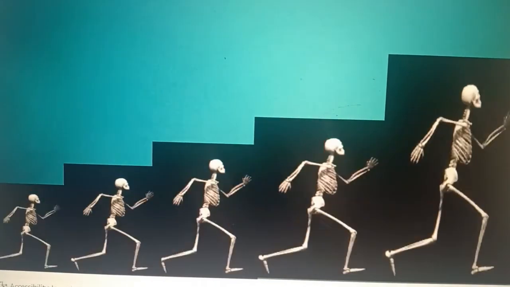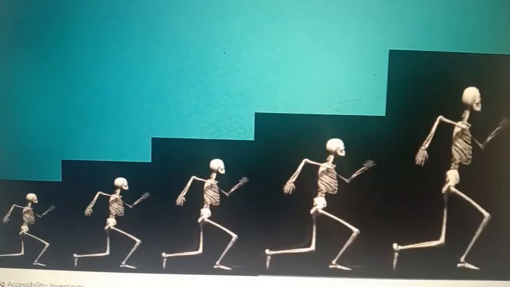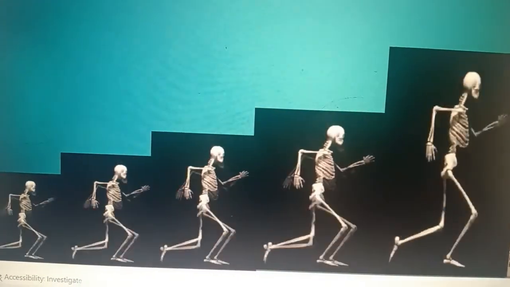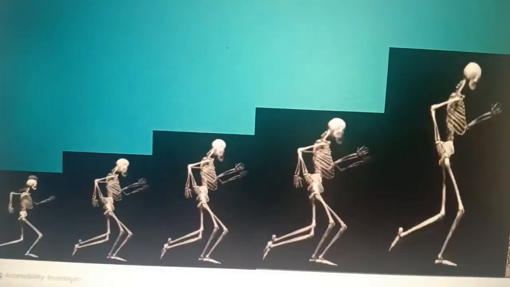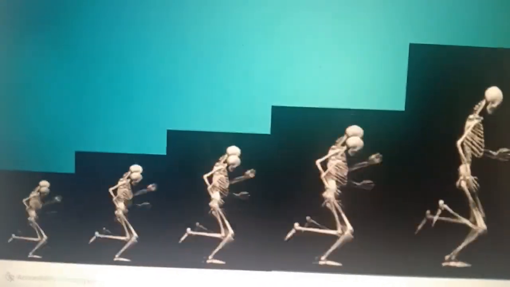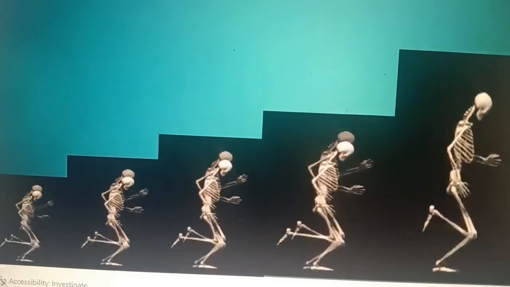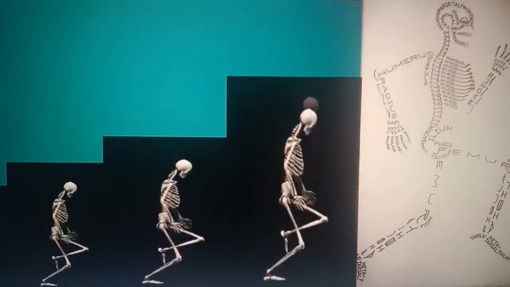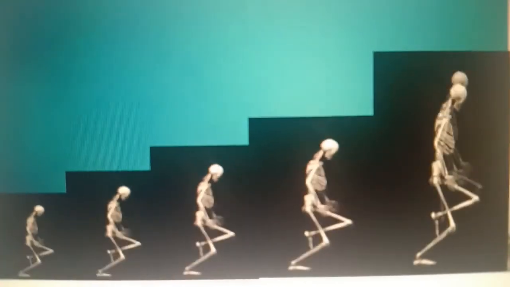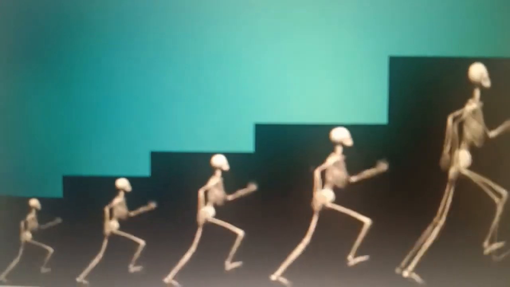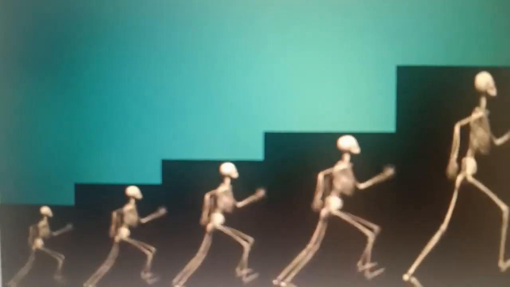Okay, so now we have the skeletal system. So, skeletal system. We will know here what comprises this skeletal system. So first and foremost, what are the functions of the bones?